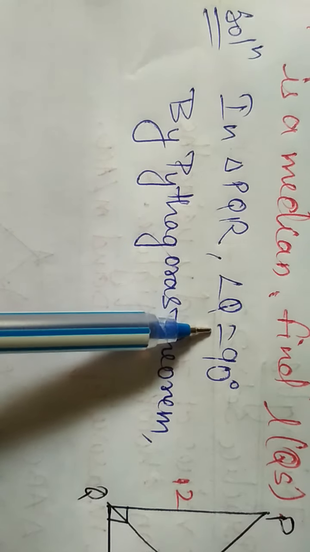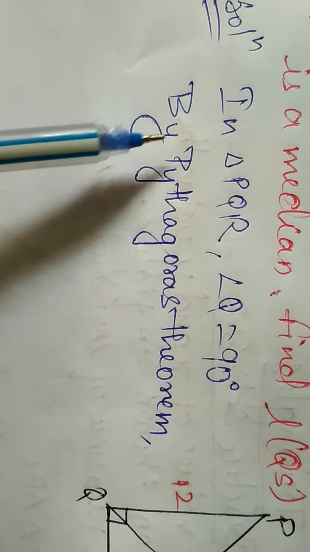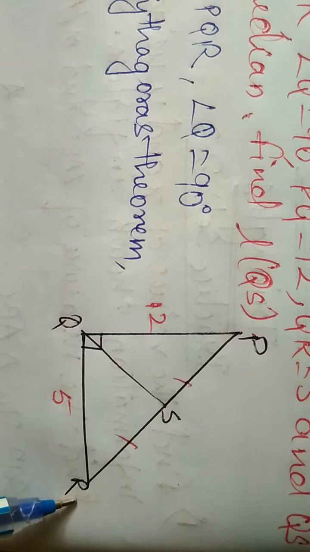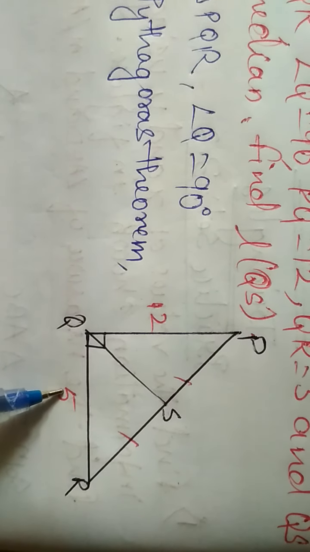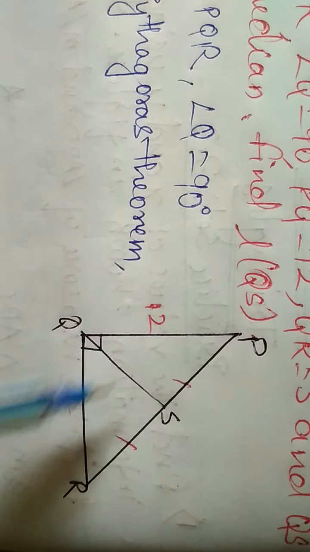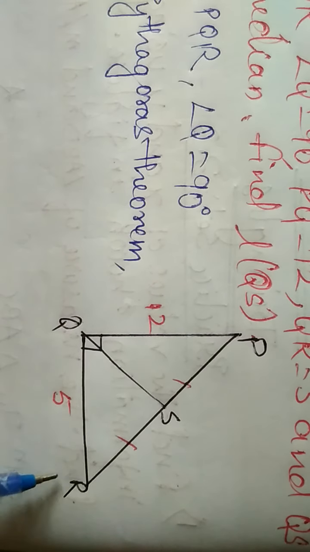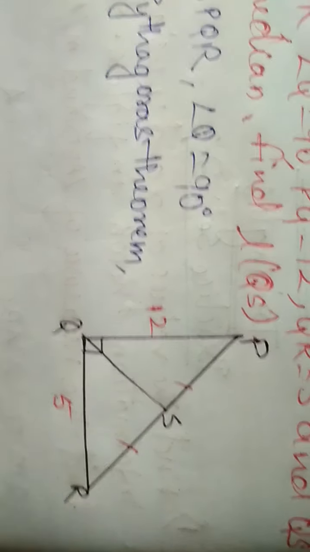We will start with triangle PQR where angle Q equals 90 degrees. By Pythagoras theorem, we can find this whole line, because this is the hypotenuse, this is the perpendicular and this is the base, both given. So the hypotenuse can be found.